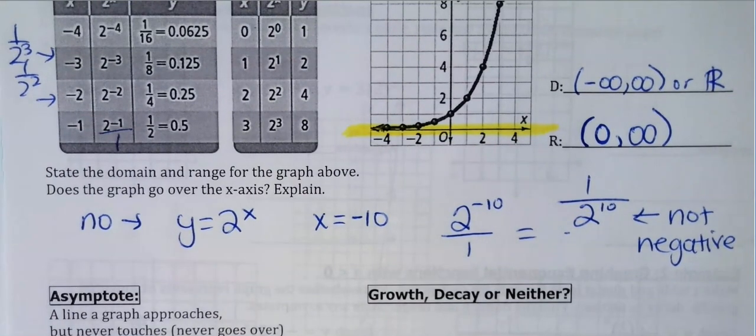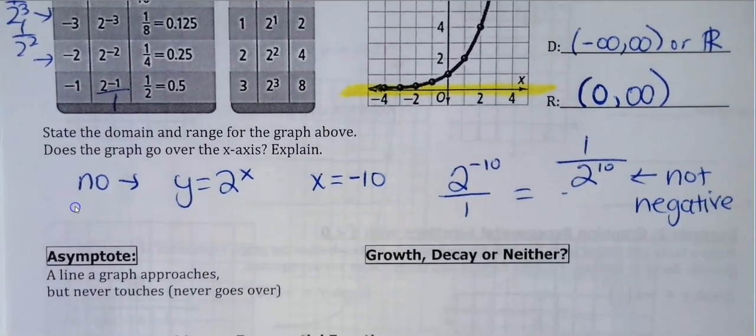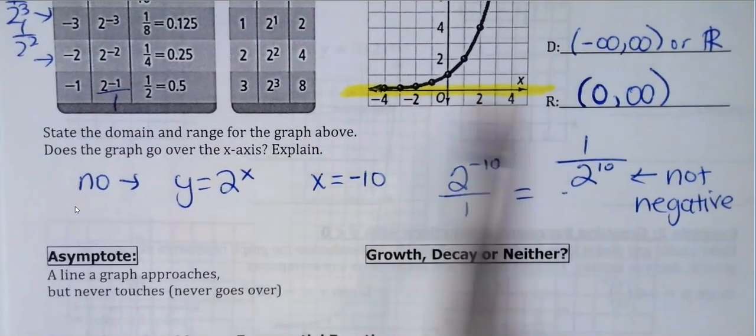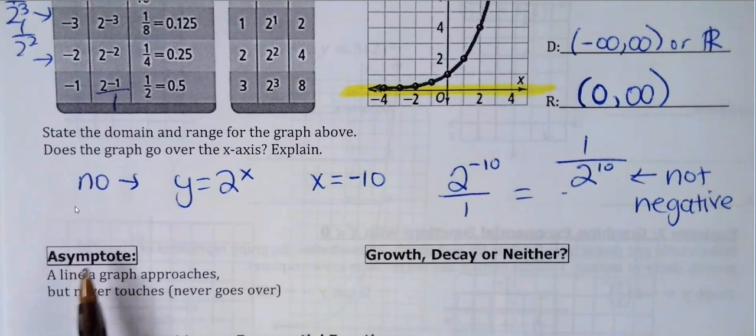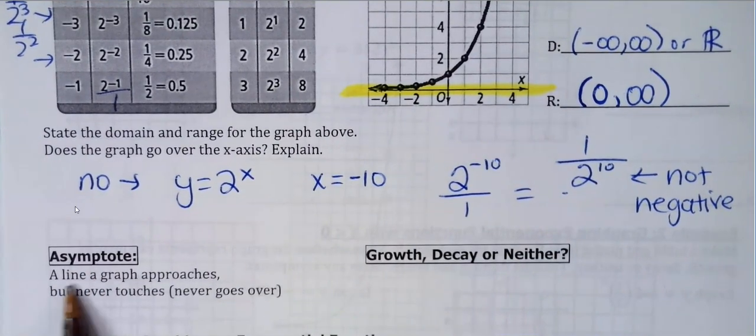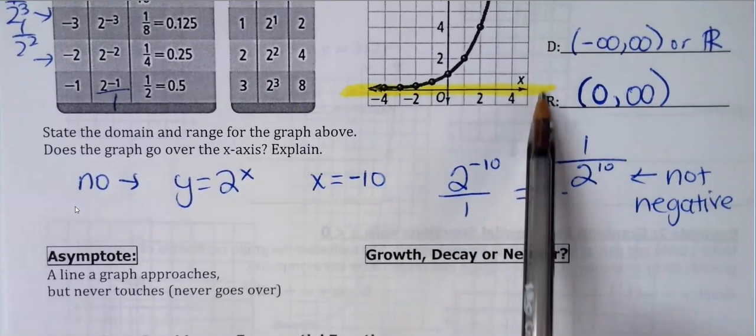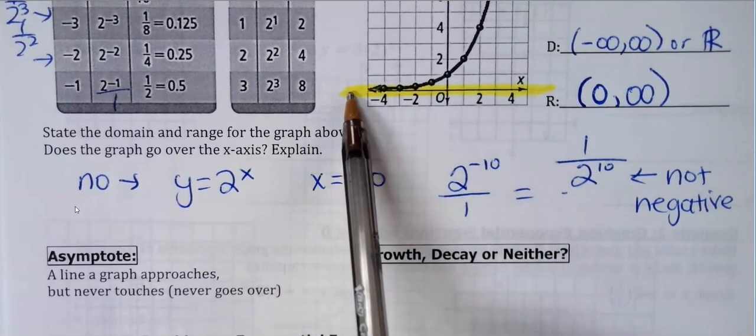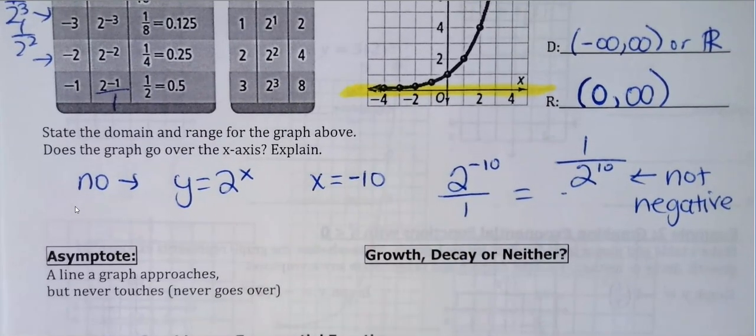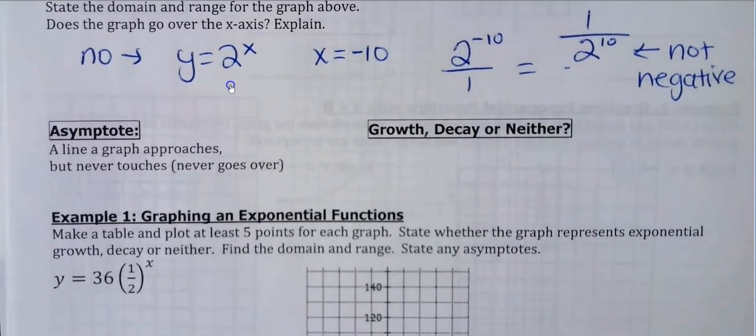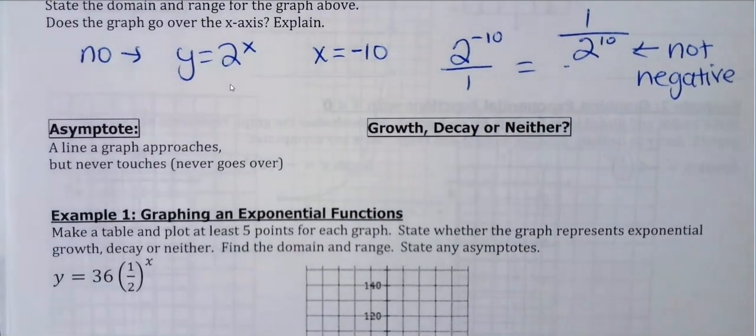And it actually has a formal name, and that's what's right underneath here. A line that the graph approaches but doesn't touch or go over is called an asymptote. So that's all this says: a line the graph approaches, never touches, never goes over. So we're going to get really close to that x-axis, but we're not going to touch it, not going to go over it. All these graphs will have an asymptote as we're working with the exponential models here.